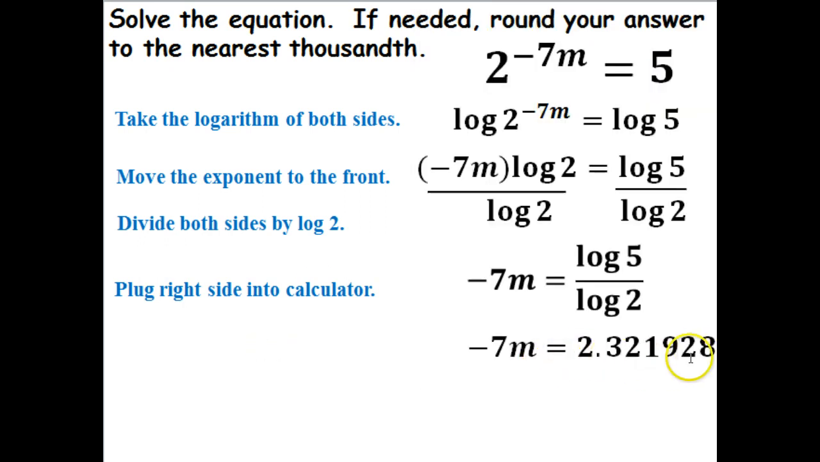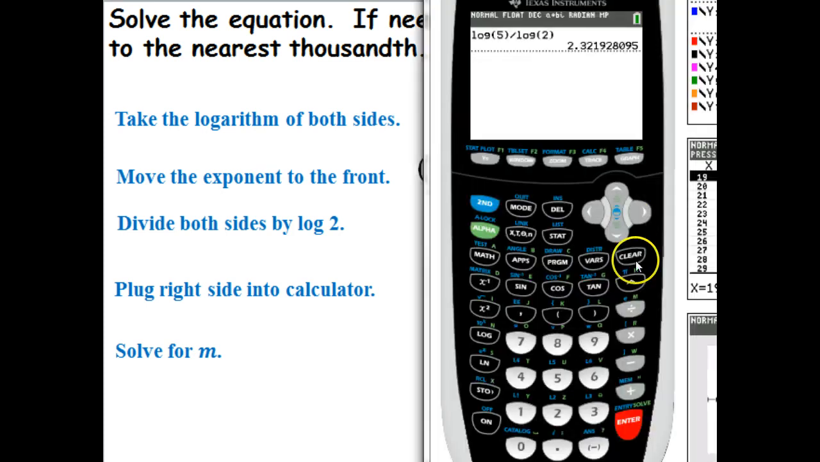Here's our decimal. So now what I need to do is solve it for m. I've got to get m all by itself, so this is negative 7 times m, meaning I'm going to divide both sides by negative 7. Dividing by negative 7 will isolate my m. So I pull this back up, and all I have to do here is hit divide by negative 7. I always use parentheses there. And when I hit divide by, notice it says ANS. That means my answer. It takes my previous answer, whatever that was, and divides it by negative 7. I hit enter, and that will give me my new answer here.